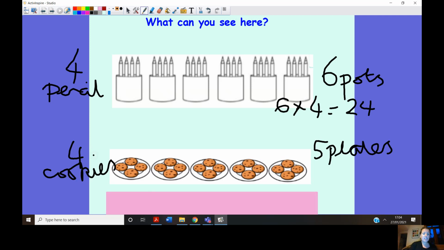So I have 5 groups of 4. I know that 5 groups of 4 is the same as 5 times 4, and it's equal to what? Let's skip count in our 4s. 4, 8, 12, 16, 20.